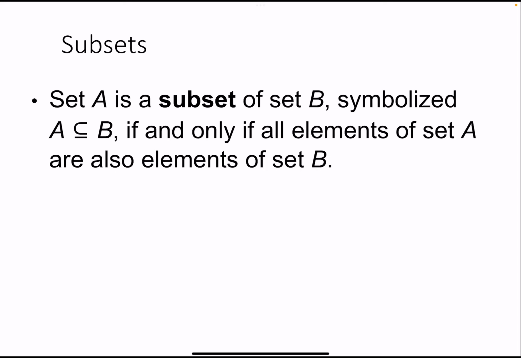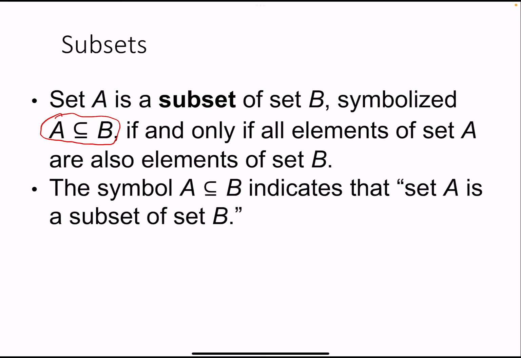Okay, so what is a subset? First of all, set A is a subset of set B is denoted by the symbol ⊆. Notice the bottom line indicates A may be equal to B. By definition, if A is a subset of set B, then all elements of set A are also elements of set B.